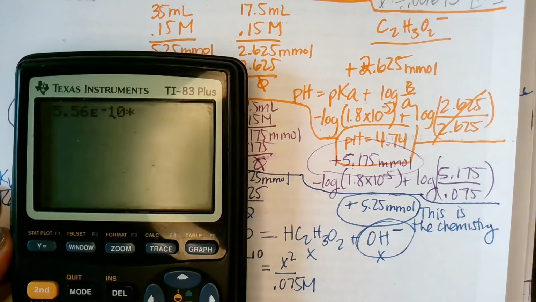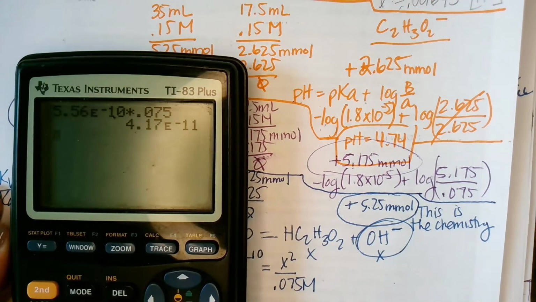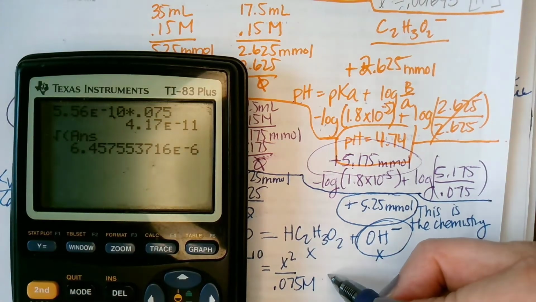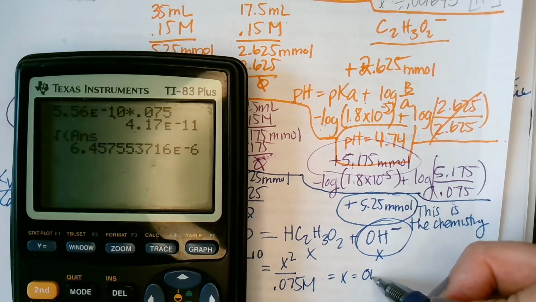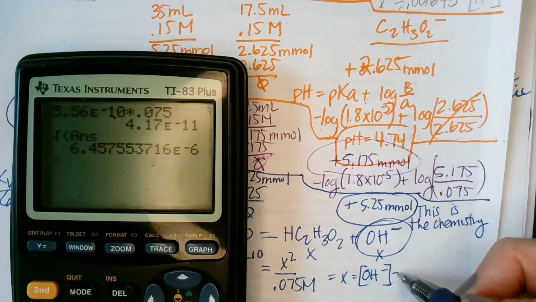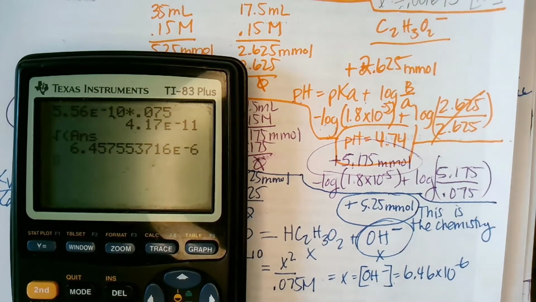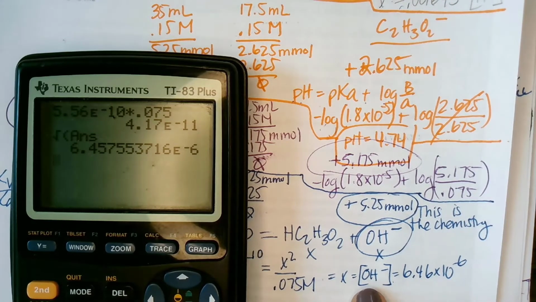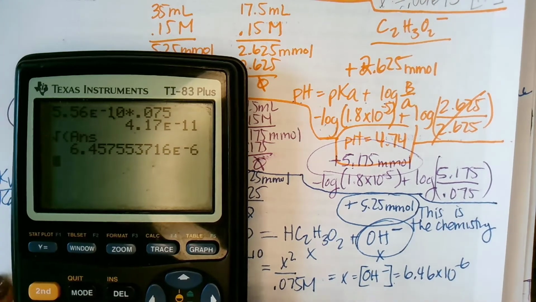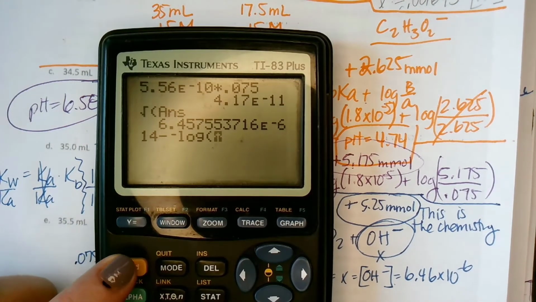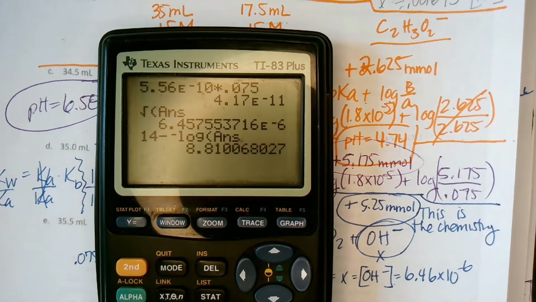times 0.075. Let's square root it to get x. And we get x, which is our hydroxide ion concentration of 6.46 times 10 to the negative 6. Now to find the pH of this, I need to do 14 minus the negative log of our hydroxide. 14 minus the negative log of our answer. And we get a pH of 8.81 units.